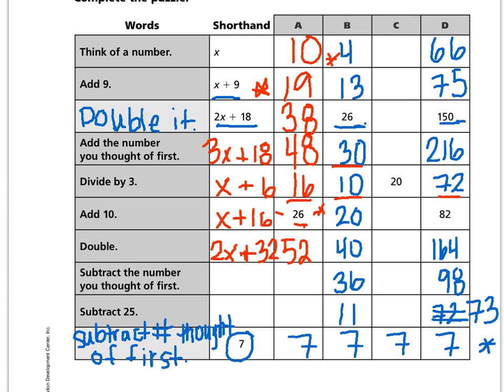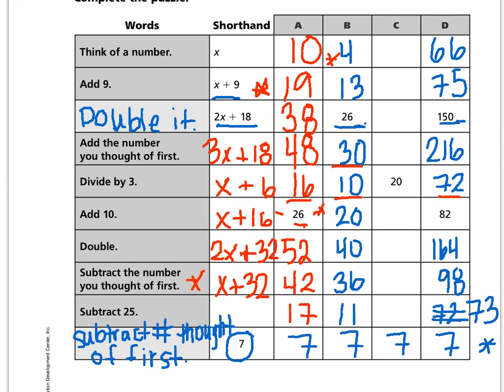I know that 52, and I'm going to subtract the number that I thought of first. 52 minus 10 is going to be 42. Subtract 25 from there, which is going to be 17. Now we can fill in the rest of the shorthand. I know that when I subtract the first number, I'm going to actually have x plus a number which is 32, because it's not the 2x anymore, it's just x plus 32. Or I could have 10, and the difference between 10 and 42 is 32. The difference between 4 and 36 is 32. And the difference between 66 and 98 is 32.